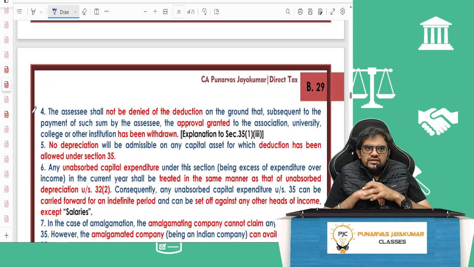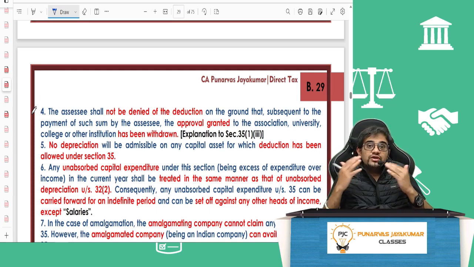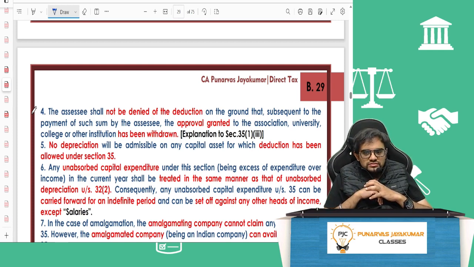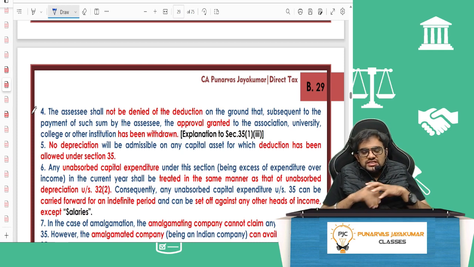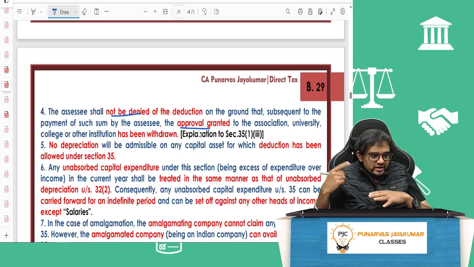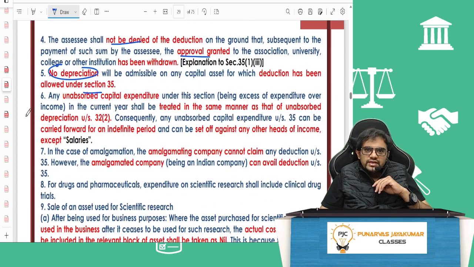Today I have donated 3 crore to an organization which has been recognized. By the end of the year, when I am about to claim the deduction, that recognition given to that institution has been withdrawn. Will I get deduction? So there has been an explanation to 35(1)(iii) which says the assessee shall not be denied the deduction if the approval granted is withdrawn at a later stage. And obviously, once you get a 100% deduction under 35, there is no depreciation deduction that you will be getting for sure.